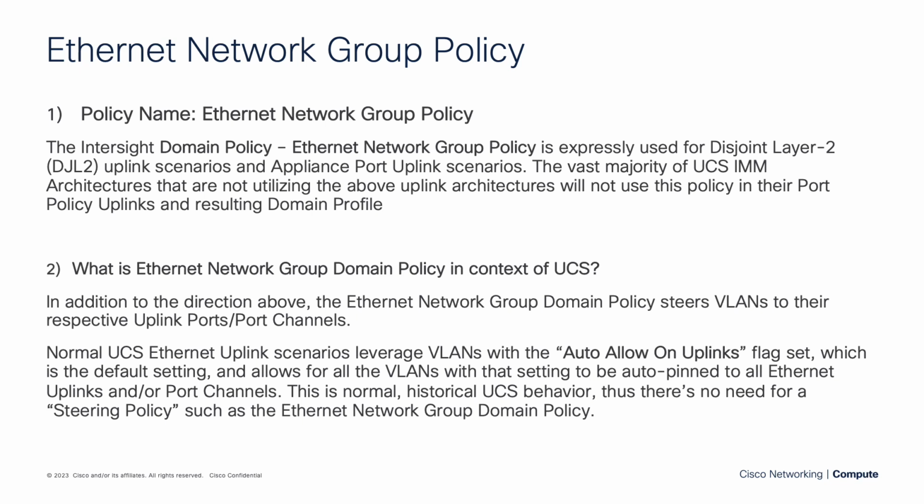So why is this policy there? It's there for disjoint layer 2. It's there to help steer those VLANs to the applicable uplink port or port channel. But in the absence of this policy, and with your VLANs having the auto allow on uplinks flag set, which is default, you have traditional legacy UCS fabric interconnect behavior. All your VLANs get pinned to all the uplink ports or port channels automatically. So you don't need to do any kind of VLAN steering with this policy.